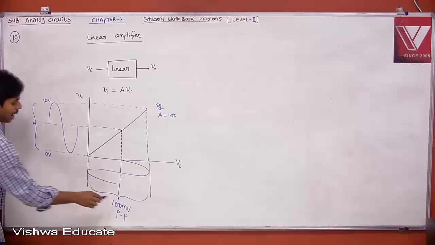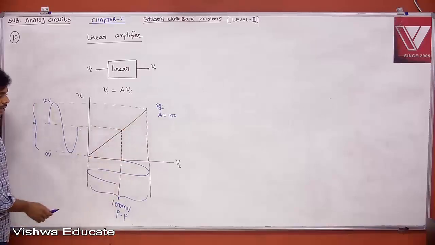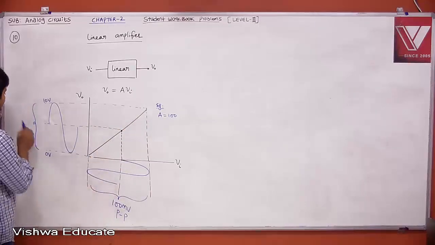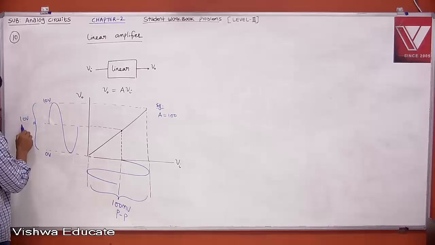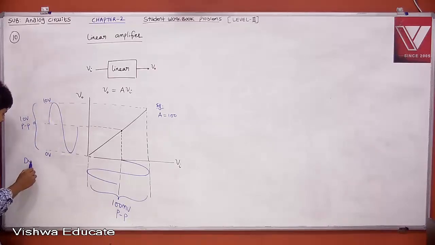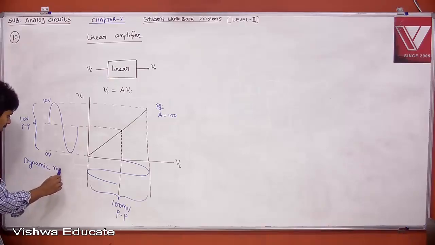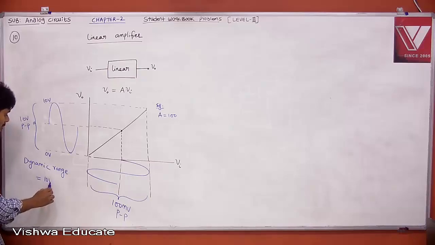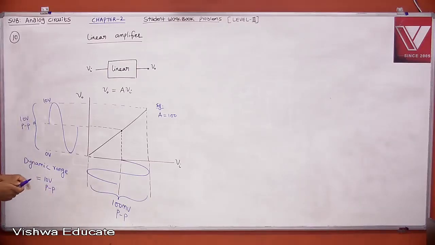Now this is nothing but 100 into 100, 10,000 millivolt, which is 10 volt peak to peak. Therefore, if you speak, what is the dynamic range here? The dynamic range is 10 volt peak to peak here. This is what is our dynamic range, which is 10 volt peak to peak at the output.